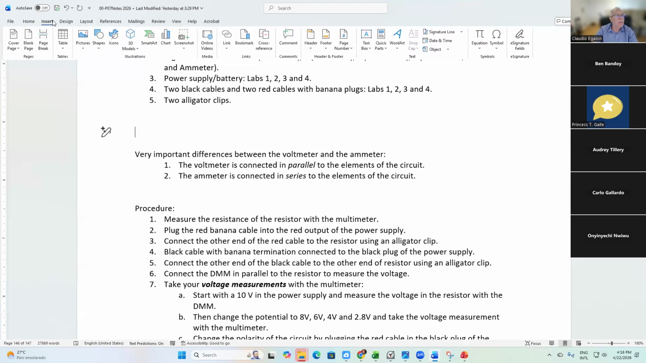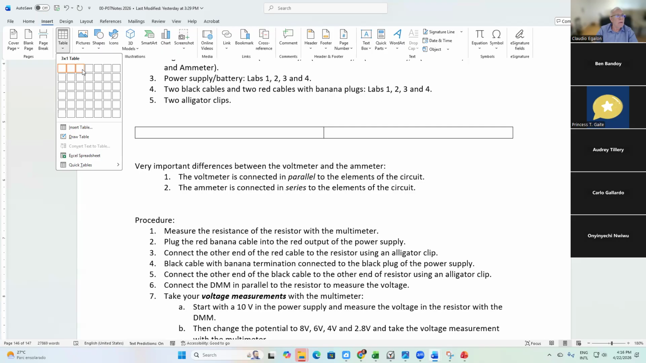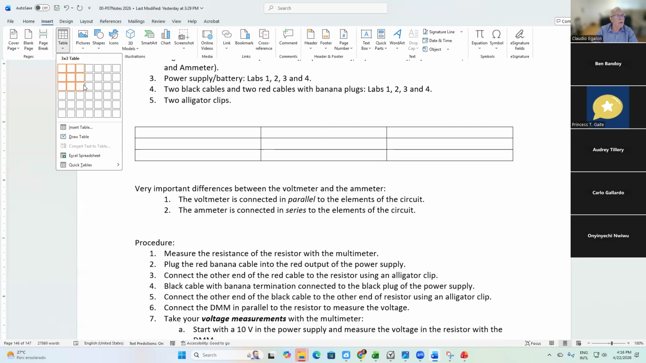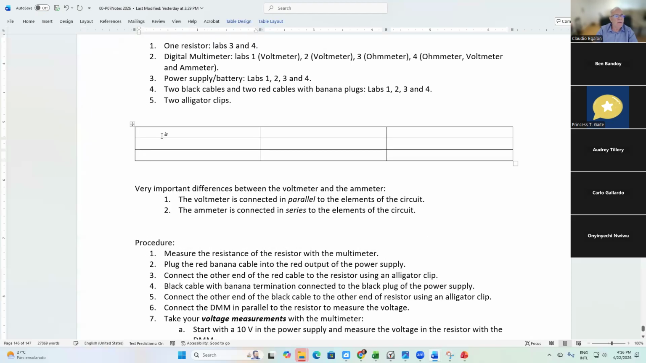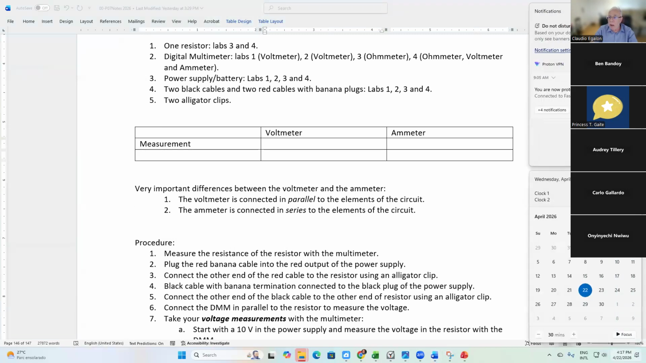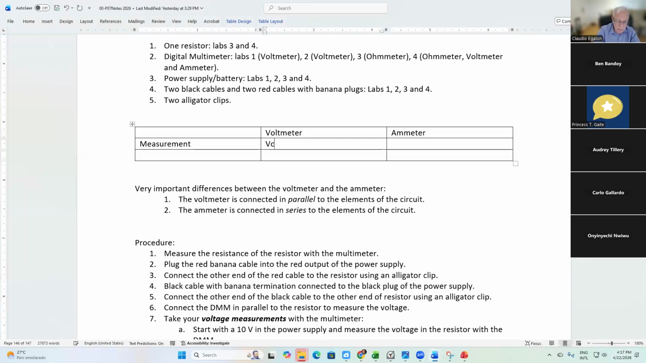Insert table, 2, 3. Let's try that. Voltmeter, ammeter. Okay, first we start with the measurement, right? The voltmeter, of course, measures volts. The ammeter measures current.